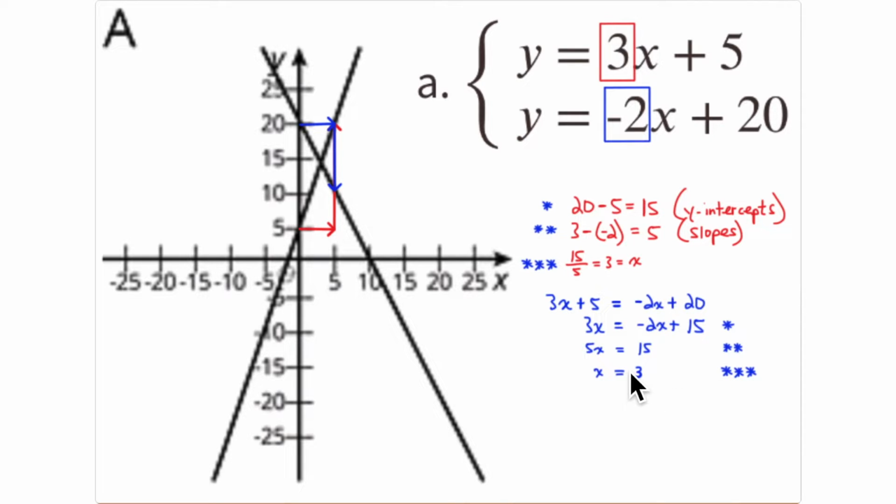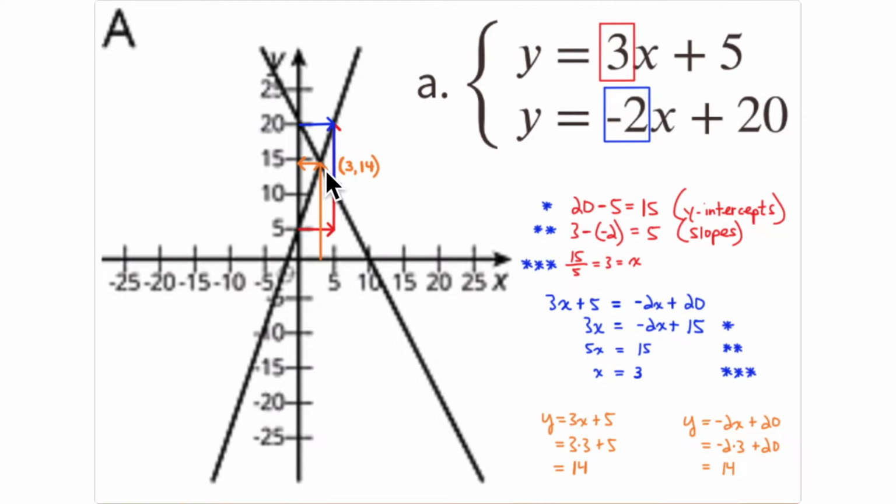Now if x equals 3, you can use either of these equations to figure out what y is at this point, because both graphs go through the same point, so you can use either equation. So this equation, 3 times 3 is 9, 9 plus 5 is 14, and the second equation, negative 2 times 3 is negative 6. 20 plus negative 6 is also 14.